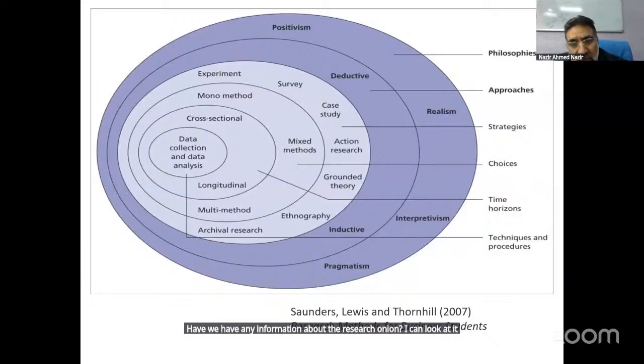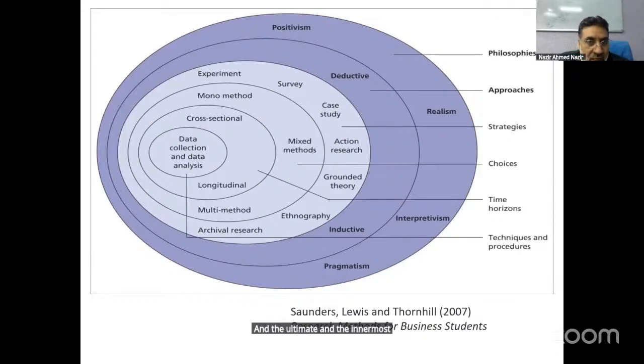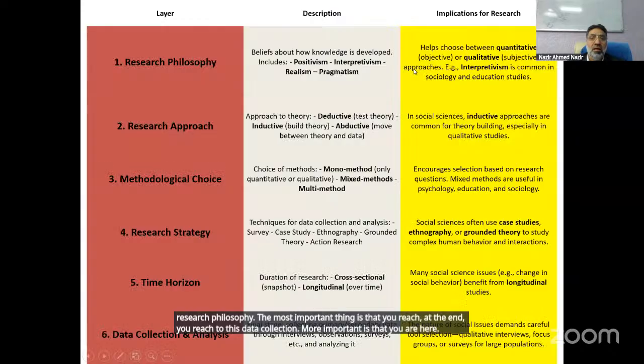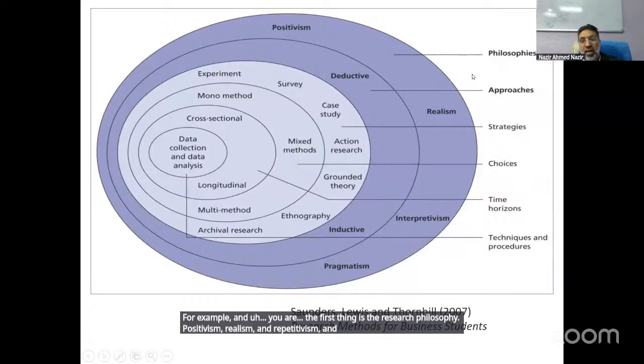As onions have different layers, so does this research onion. The innermost layer of this onion is data collection and data analysis, and when it comes to the outer layers, we begin with the research philosophy. The most important thing is that you reach data collection at the end. First comes the research philosophy: positivism, realism, interpretivism, and pragmatism, and then it guides you to an approach that you have to adopt.